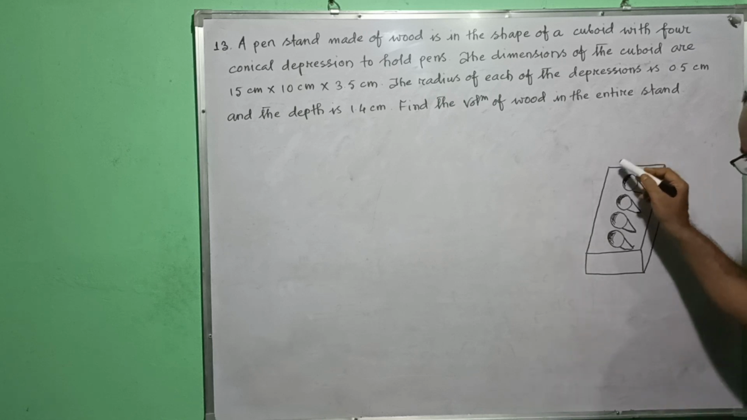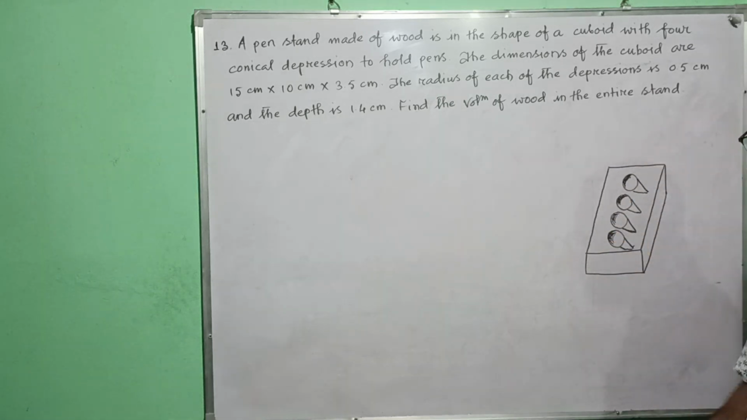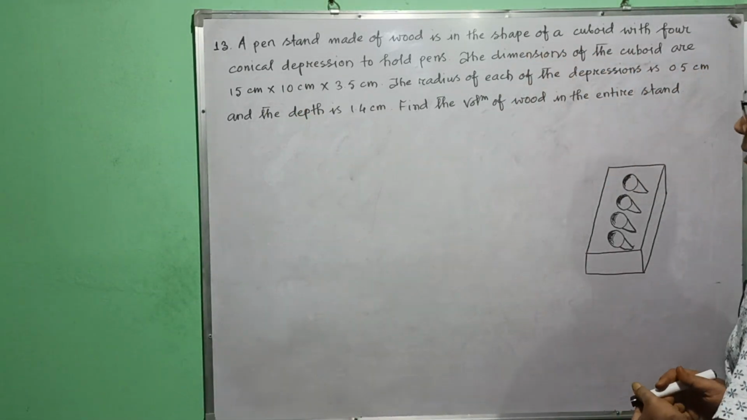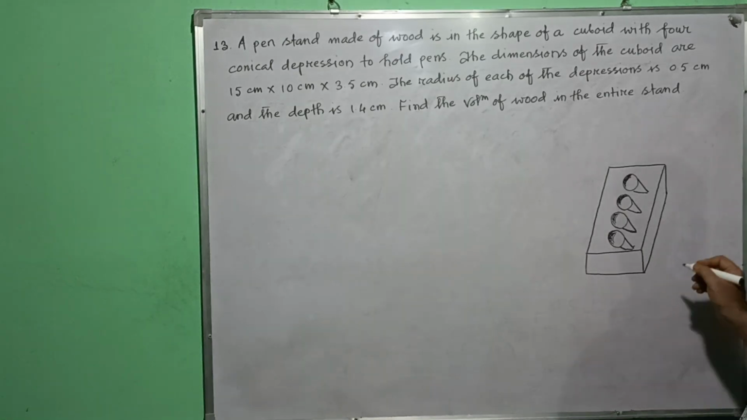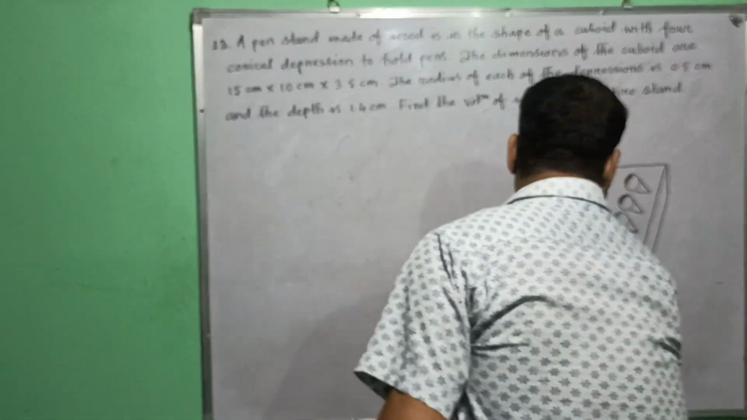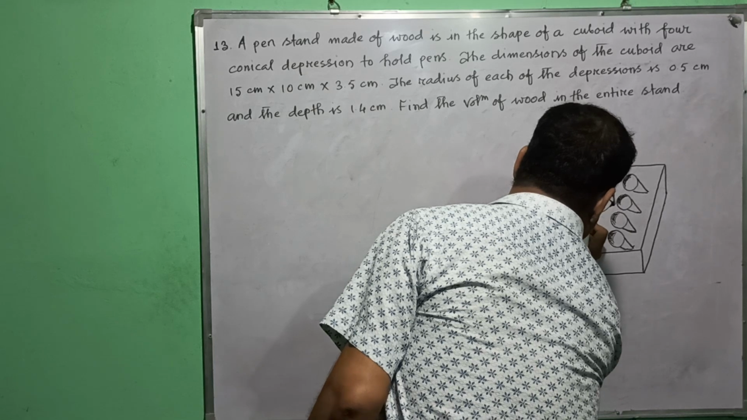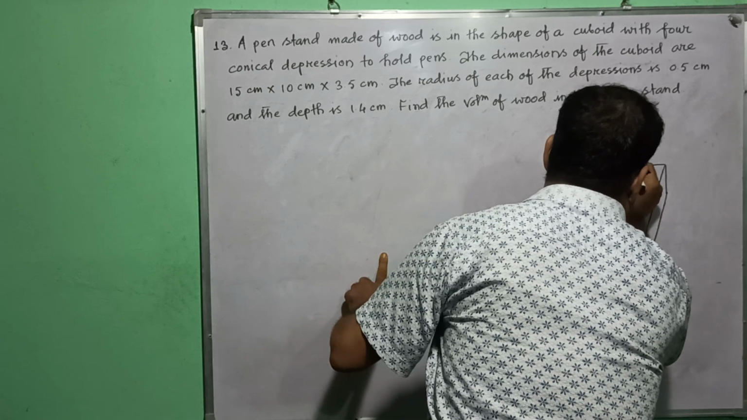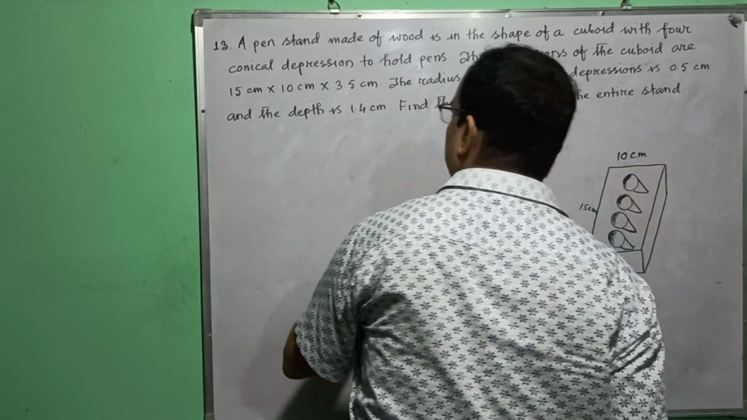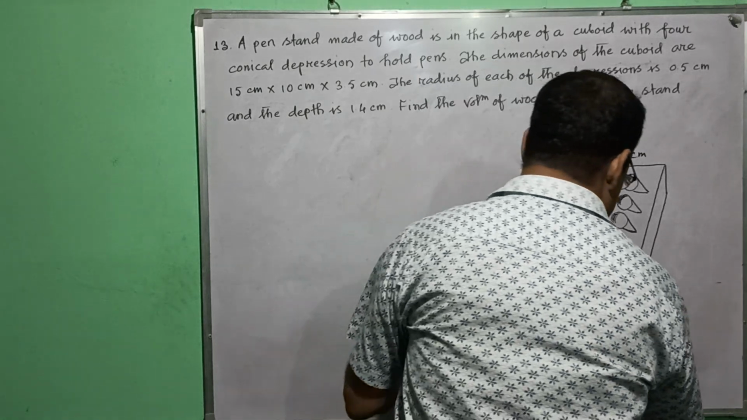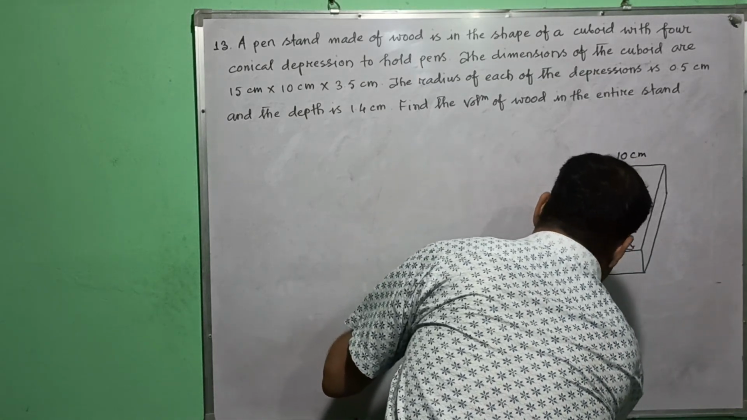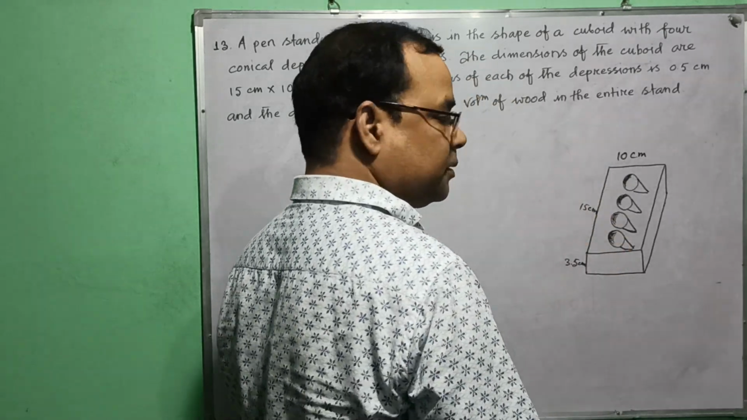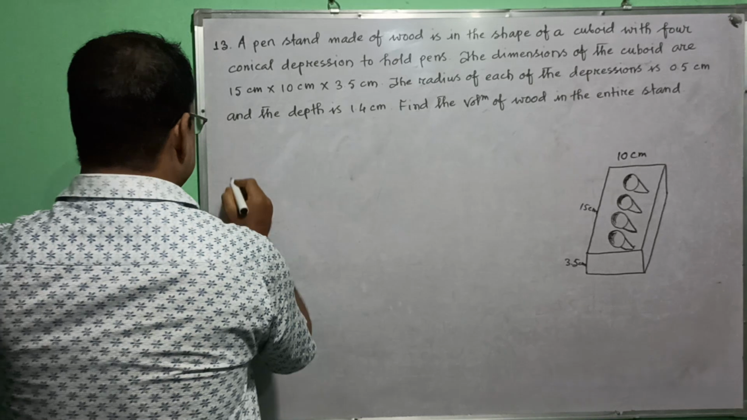First of all, we have to find the total volume of the stand. The dimensions are given. 15 centimeter is the length, then breadth is 10 centimeter, and the height is 3.5. So from here up to this is 3.5 centimeter. So these are the dimensions of the stand. We can find it first.